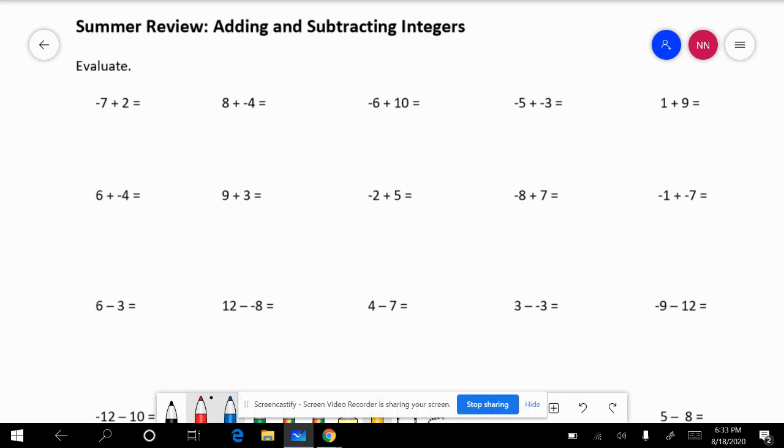We're going to be adding and subtracting integers. There's a few different methods for adding and subtracting integers. I'm going to use a graphic model, which is called the t-chart. You're welcome to use any method that you like.